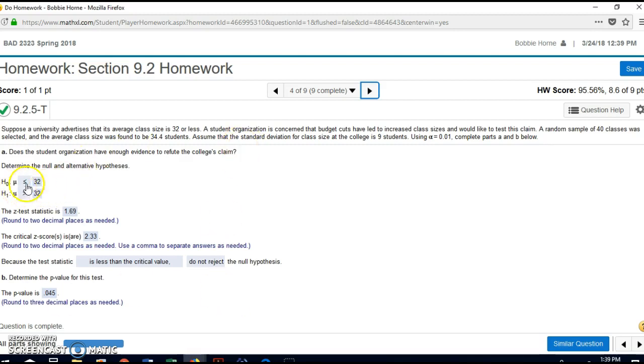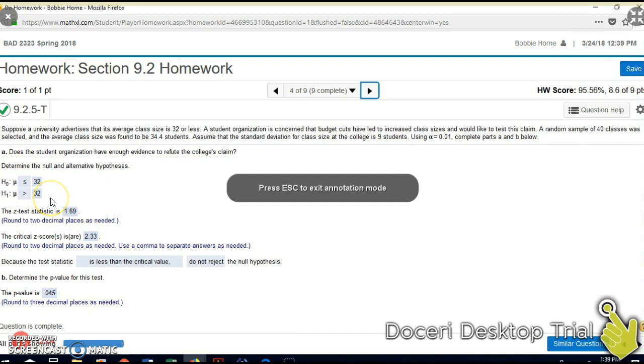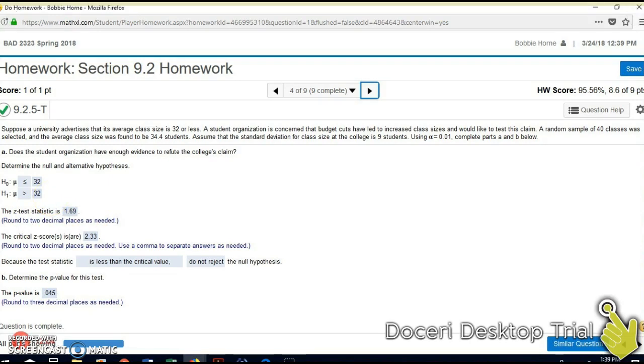Okay, for question number 4, we had to set this up ourselves. Remember, the equal to has to be at the top. So a university advertises that its average class size is 32 or less. Okay, so 32 or less is less than or equal to 32. Now the z-test statistic. Okay, we know greater than is a right-tailed test.